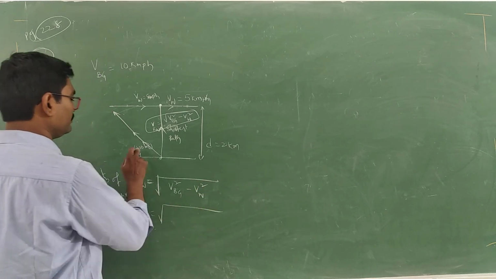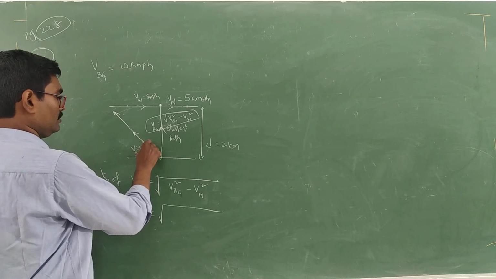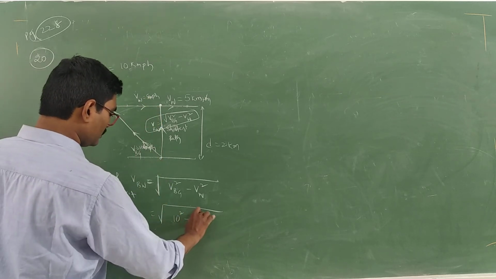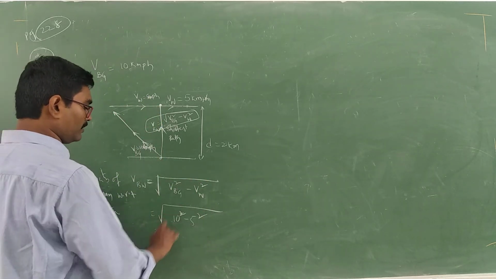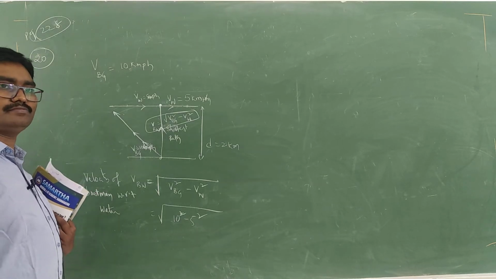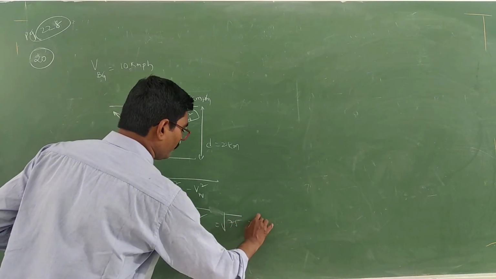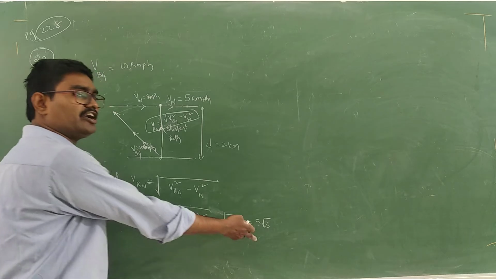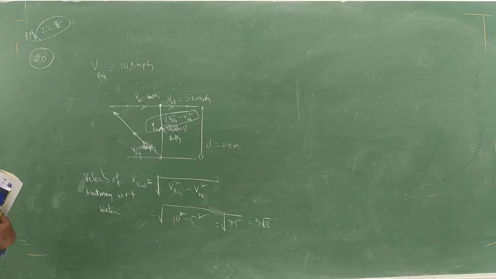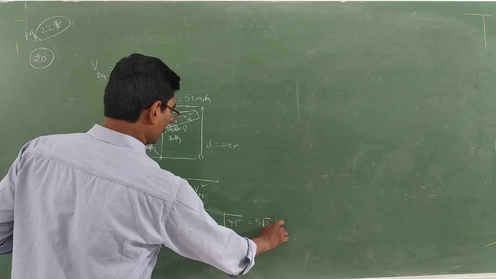What is VBG? 10 kilometer per hour. So 10 square minus 5 square. How much? 100 minus 25, 75, under root. So 5 root 3. Correct? Root 75, you can write 25 into 3, 25 bring out as 5. So 5 into root 3. Clear enough? So 5 root 3 kilometer per hour.